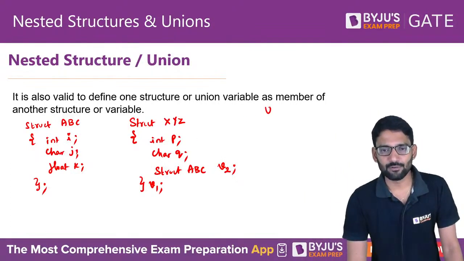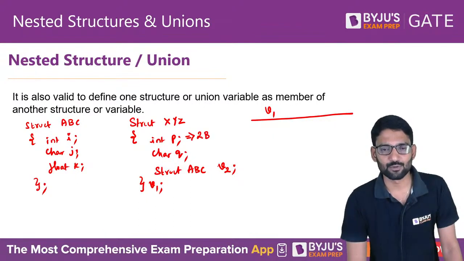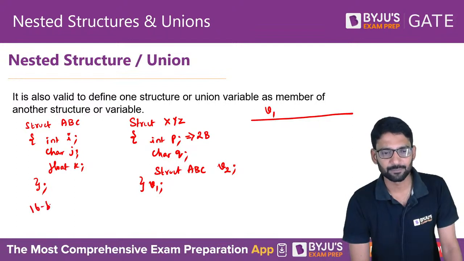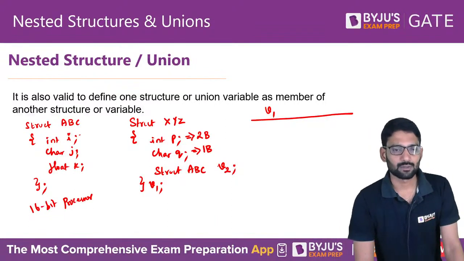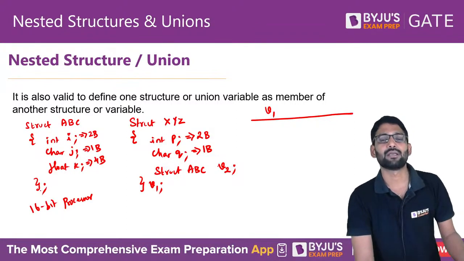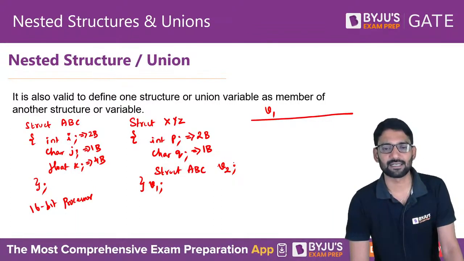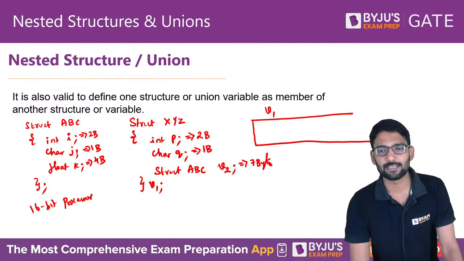Now on the name of v1, how much memory is allocated? Let us observe. For integer 2 bytes, let's take a 16-bit processor. Char q 1 byte, and another member is a variable of structure abc. So here 2 bytes, char 1 byte, float 4 bytes. As it is a structure variable, it gets the sum of all the members' size, that is 7 bytes. So for v1, total 10 bytes of memory gets allocated.